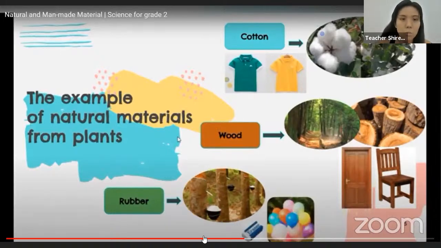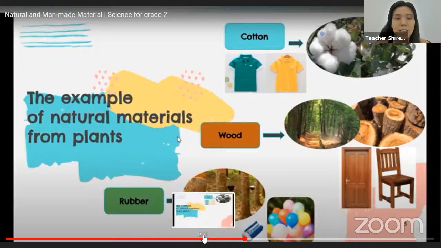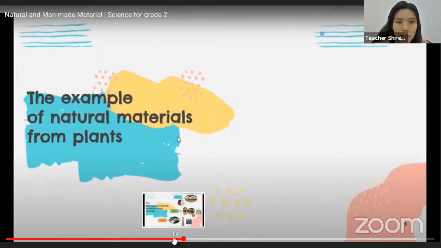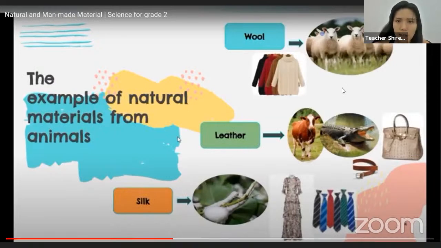Okay, so we know that natural materials come from two things. One is the plant, one is the animal. But do you have any idea how the wool from the sheep becomes a shirt? Has anyone seen the process before?